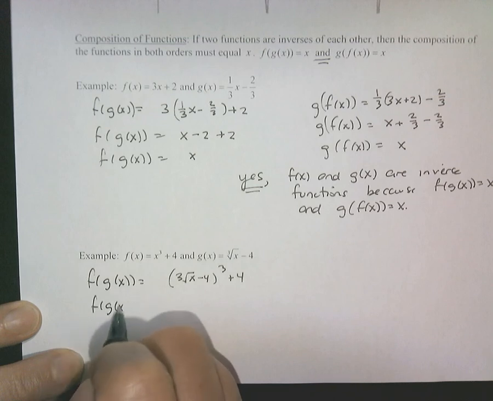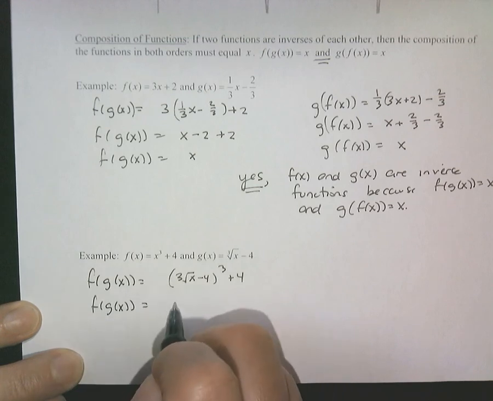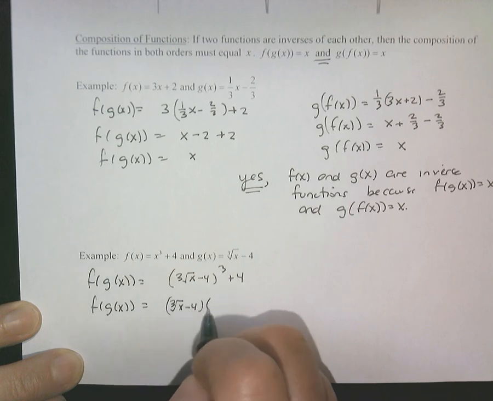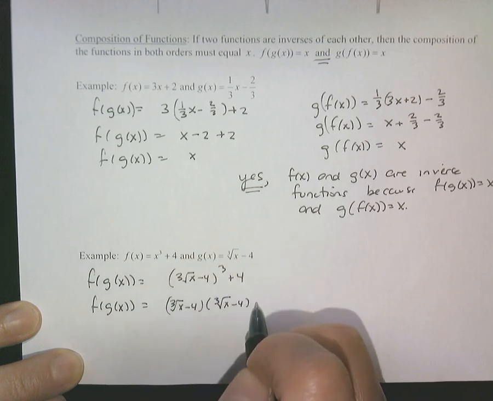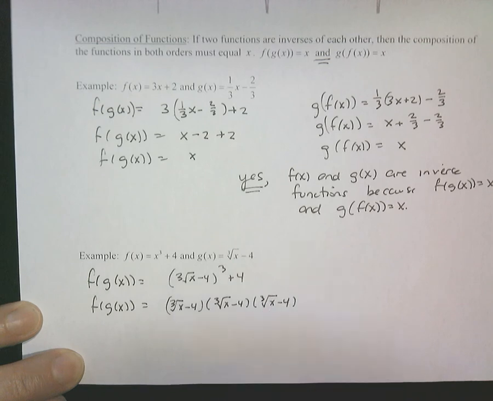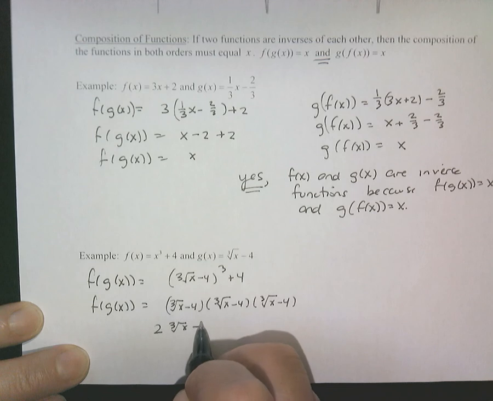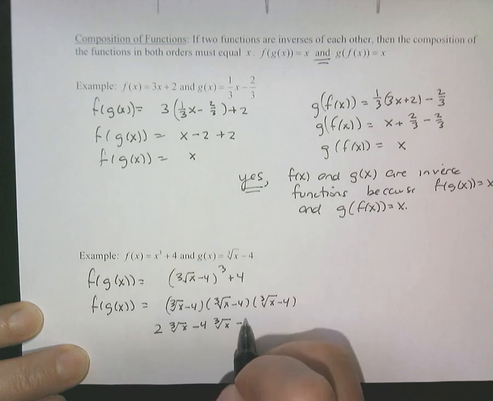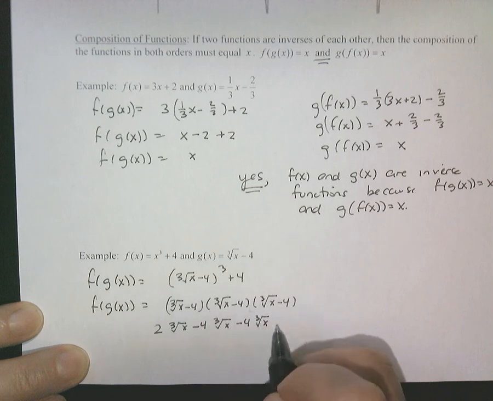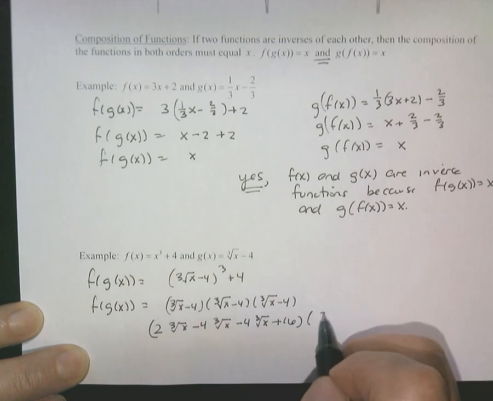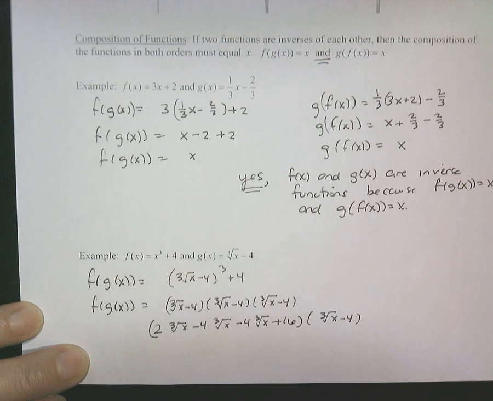So f of g of x equals, when I cube that, what this means is I have the cube root of x minus 4 multiplied by the cube root of x minus 4, multiplied by the cube root of x minus 4. Cube root of x times the cube root of x, and so on. It's got to be multiplied by the cube root of x minus 4 again. Well, now what happens? There's no way I can get an x out of this.